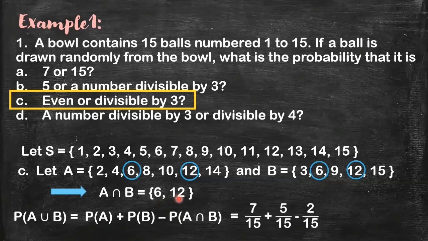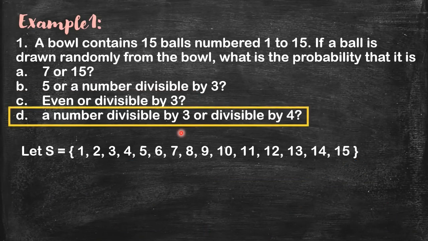So that's why you have this. Okay? If you do the math, 7 plus 5, 12. 12 minus 2, 10. So you'll have 10 over 15. Simplifying further, you will get 2/3. Now let's try letter D.